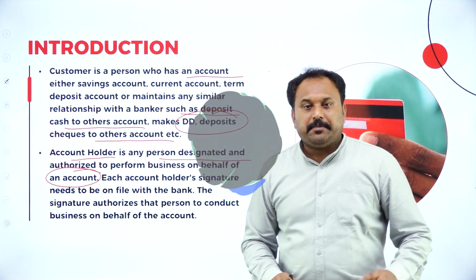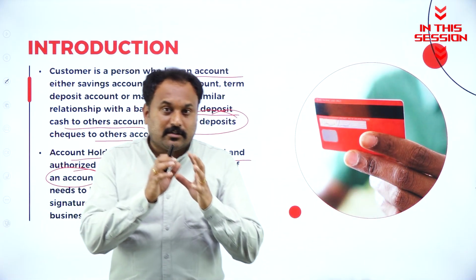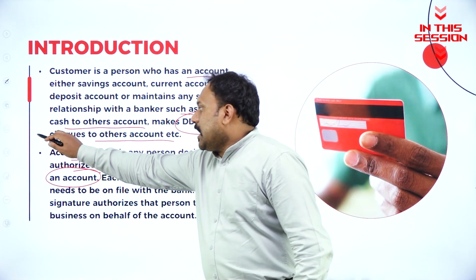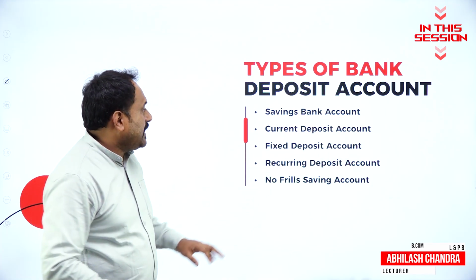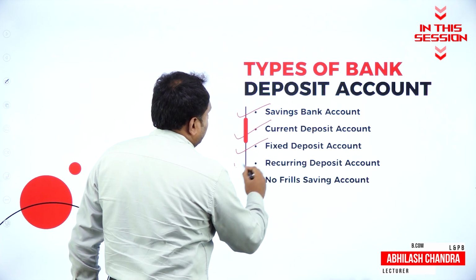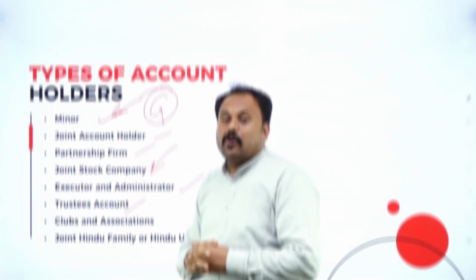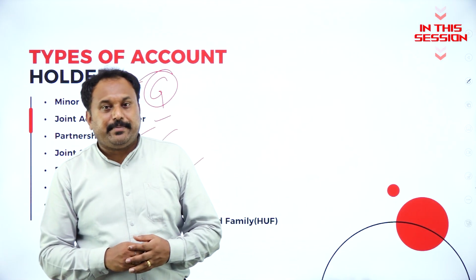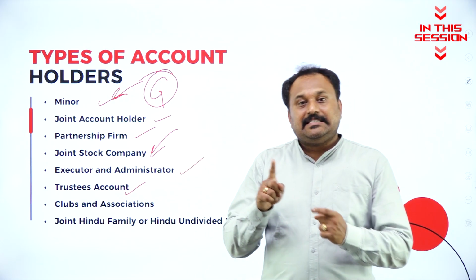There is an account. On behalf of that account, whoever is authorized, whoever gets the authority to authorize it, that person is called the account holder. When we go with these types of bank deposit, we have saving bank account, current deposit, fixed, recurring, no frills saving account. All money transactions or money related things whichever happens should go with the bank because bank gives safety.